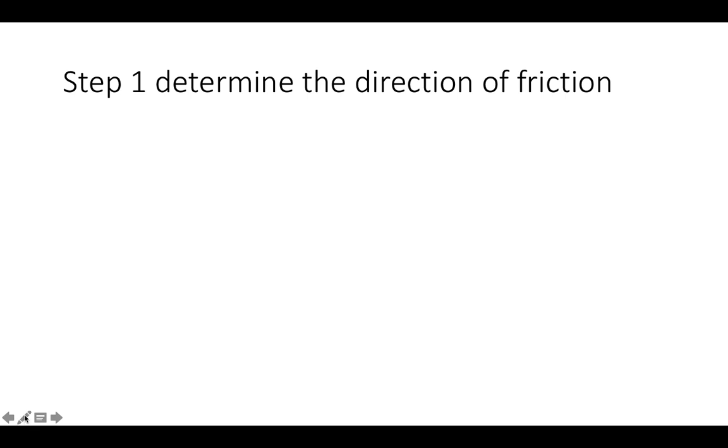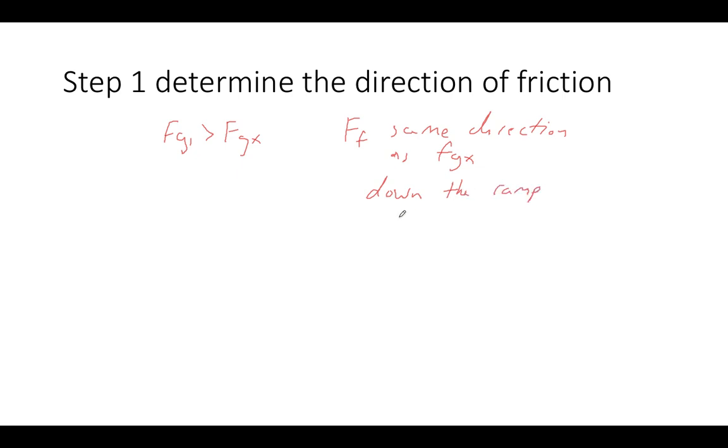So again, Fg1 is greater than Fgx. So we compare those two values. So F friction will act in the same direction as Fgx. So friction acts down the ramp.